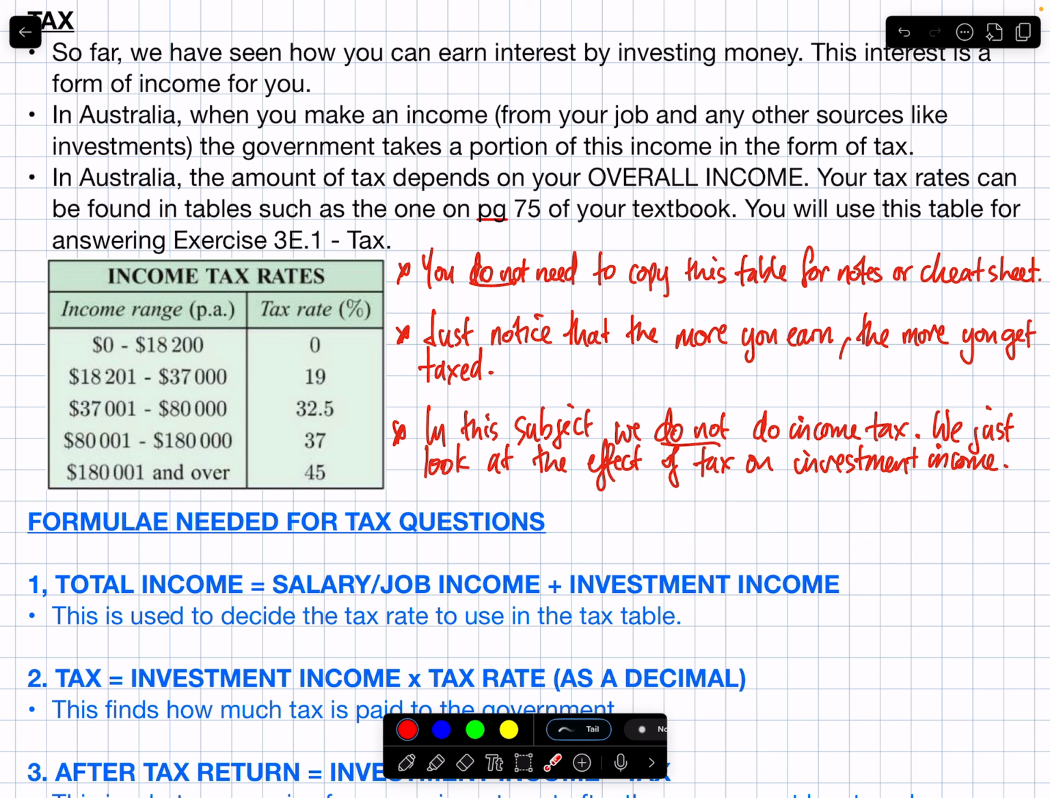In this subject, we don't do income tax. That's something you do in Year 12 Essential Maths. We're just going to look at the effect of tax on investment incomes.